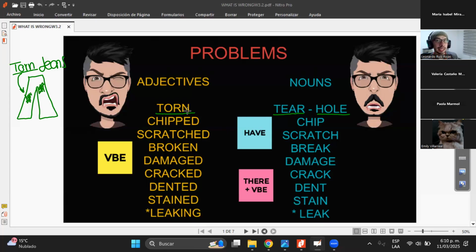I have a jacket that is torn. I have a t-shirt that is torn. I have a wool cap that is torn, no? When the material is fabric. What is the meaning of fabric, girls? Fabric, what is that?